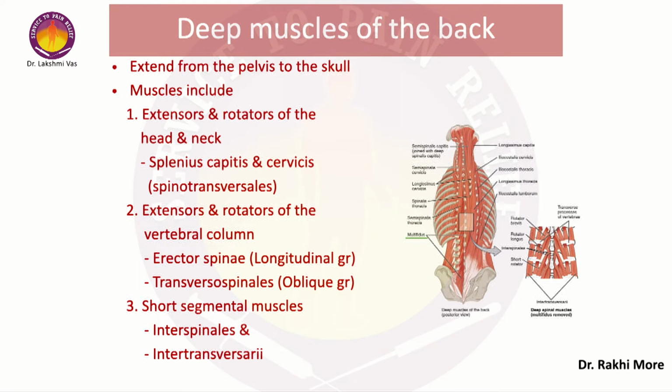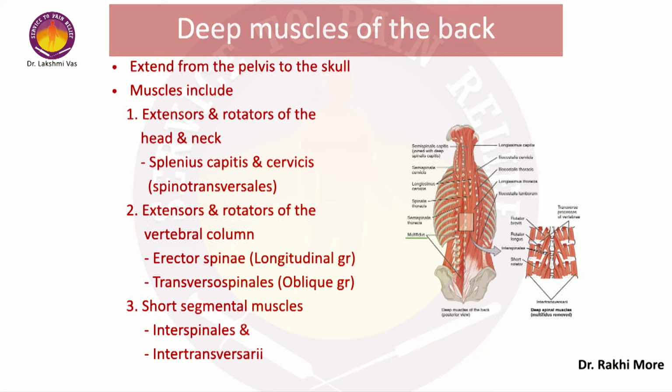Now we come to the deep group of muscles. These muscles cover the whole of the back. They extend from the pelvis to the skull, and the muscles include again three groups. So the deep group again includes three groups of muscles.